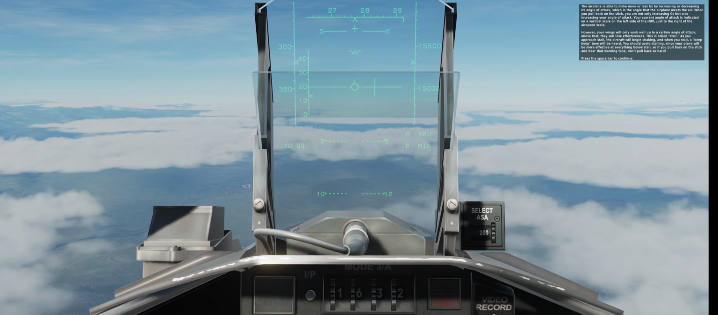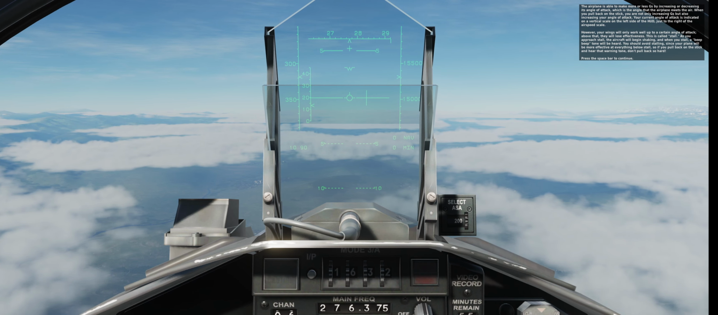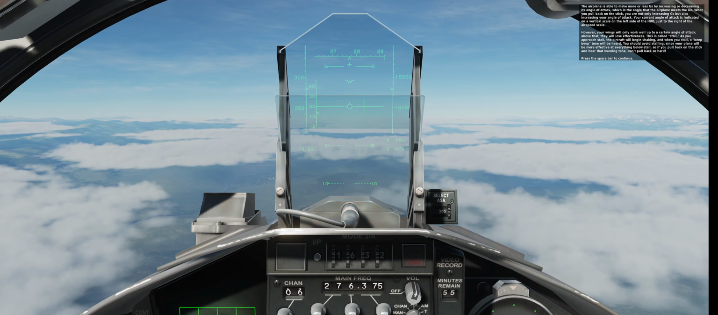However, your wings will only work well up to a certain angle of attack. Above that, they will lose effectiveness. This is called stall. As you approach stall, the aircraft will begin shaking, and when you stall, a beep beep tone will be heard. You should avoid stalling, since your plane will be more effective at everything below stall. So if you pull back on the stick and hear that warning tone, don't pull back so hard. Press the spacebar to continue.